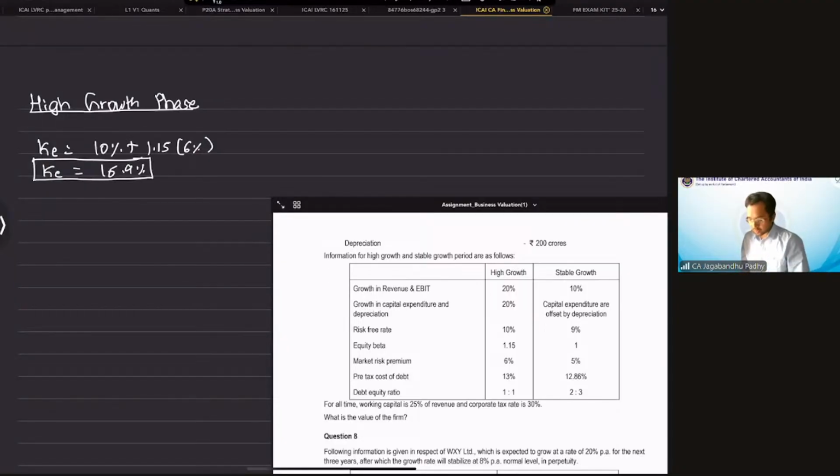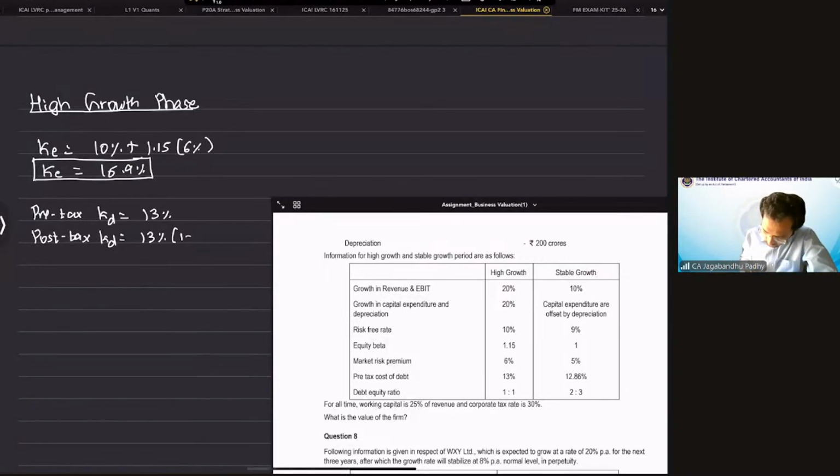Then we also need to get the cost of debt. Pre-tax cost of debt is given to us, and it is 13%. So the post-tax cost of debt is 13% into 1 minus 0.3. How much is it? 9.1%.